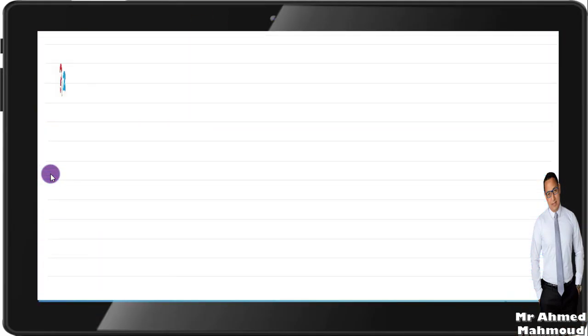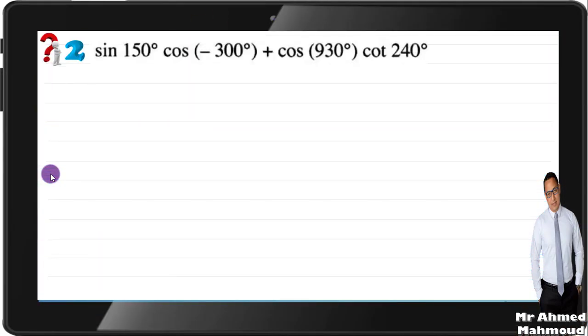Number 2, sine 150, cosine negative 300, cosine 900. Okay, number 1, this is less than 360. This is a negative angle, and so you have two options. You can add 360, or you can ignore the negative because this is cosine. I will add 360. 360 plus negative 300 equals 60. So this angle equals 60.